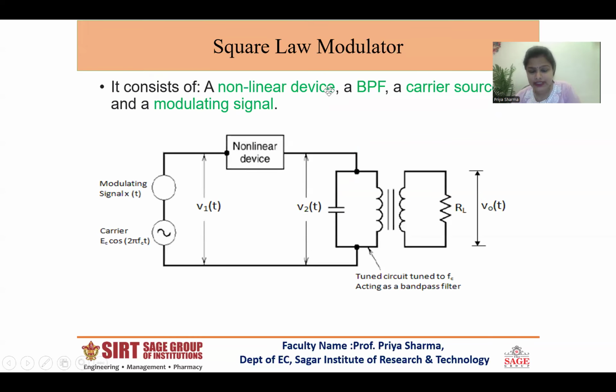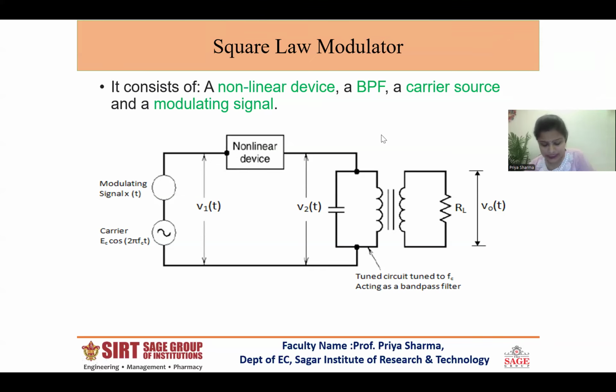So first, coming to the AM modulator, it is the square law modulator. It basically consists of only three components: a nonlinear device, a bandpass filter, and a carrier source, and a modulating signal. The modulating signal is given from here, and the carrier signal from here, given as Ec cos 2π fc t. This is the nonlinear device. This is the bandpass filter, and from here we'll get the output. This bandpass filter is a tuned circuit, which is tuned to the carrier frequency only.